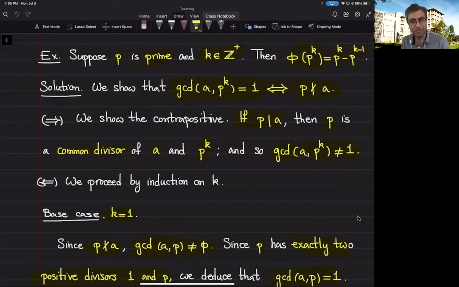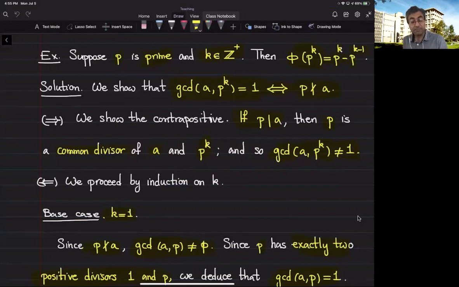So far we discussed that the Euler phi function of n is n minus 1 precisely when n is a prime number. Now we want to understand what phi of p to the k is, where p is prime and k is a positive integer.